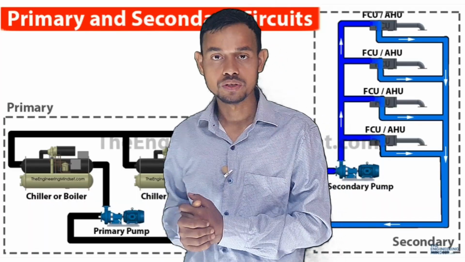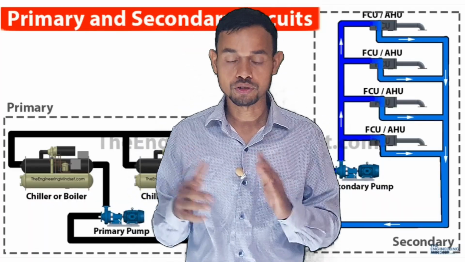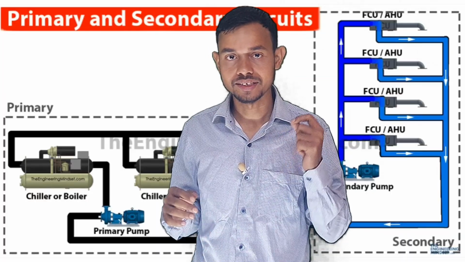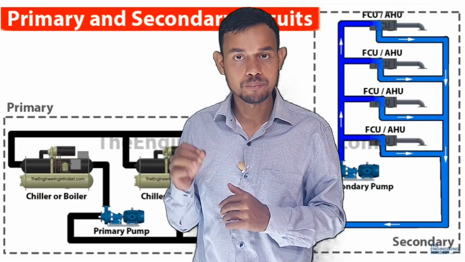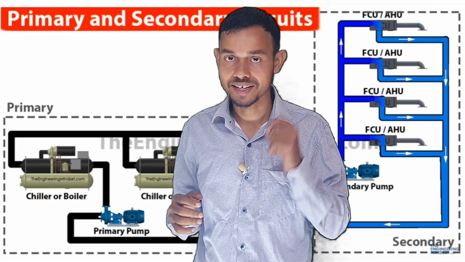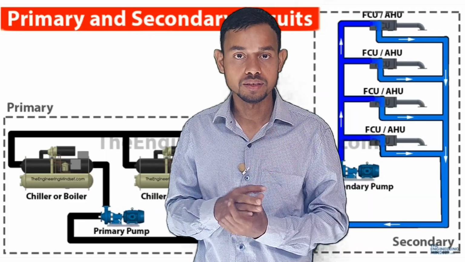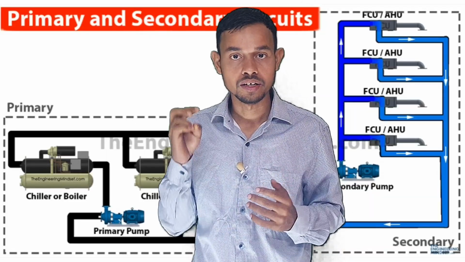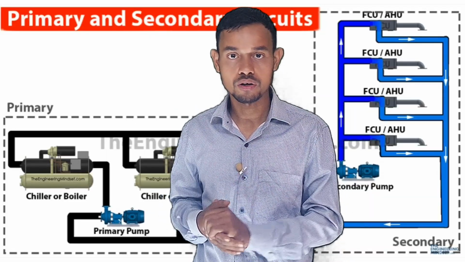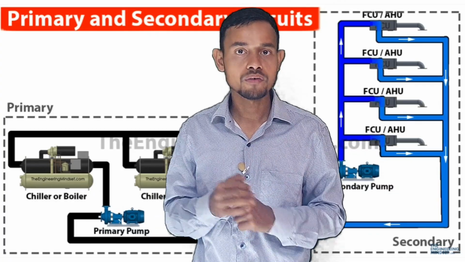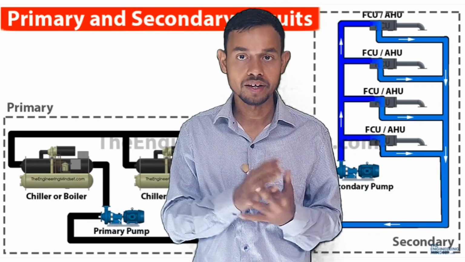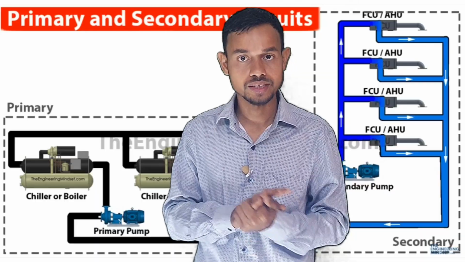Okay, so let's see more information. The primary and secondary circuits are connected via a pipe known as the low loss header. Yes, it is sometimes also referred to as the decoupler or the common header. The primary water flows into the header to provide the hot or chilled water to the secondary circuits.